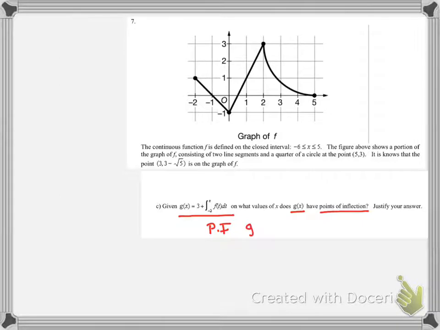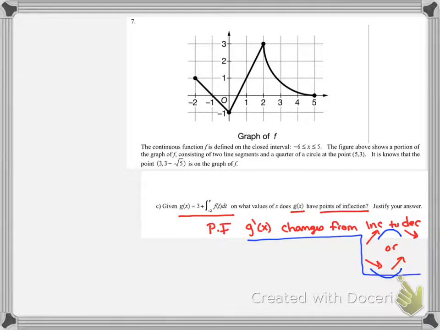when g prime, the derivative, changes from increasing to decreasing, or the opposite, from decreasing to increasing. And you can sort of see from the pictures we've made here, we're really looking for a min or a max, but we're going to use this language here for our justification. So here I need to see what g prime is.